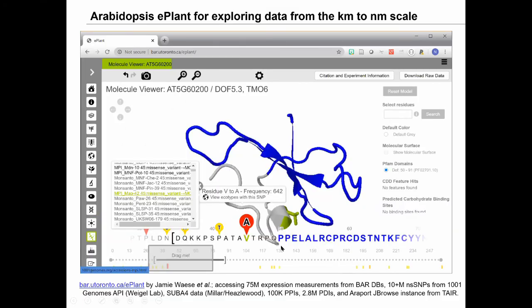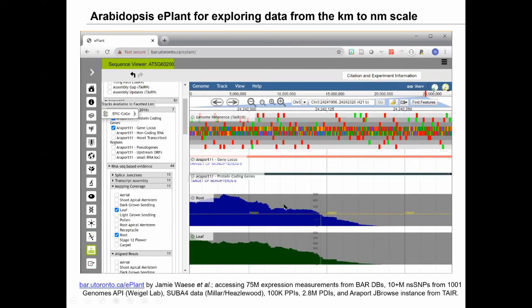And then at the nanometer level, we can get a view of the predicted protein structure along with variation. So we've tried to integrate across scales, showing that there is considerable variation at this position, which actually lies close to this DOF domain. And then we can find out what ecotypes have that variant in them. And of course, we can zoom down also to the level of the DNA sequence using a JBrowse instance that Tara is now managing.